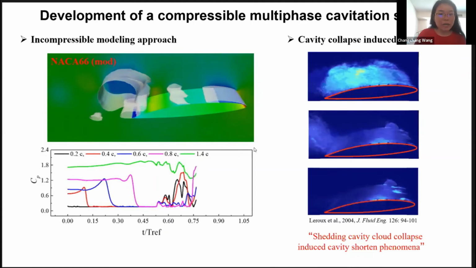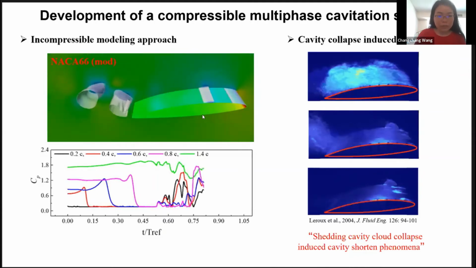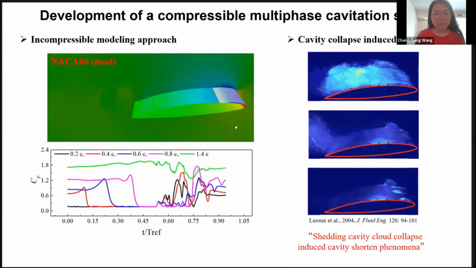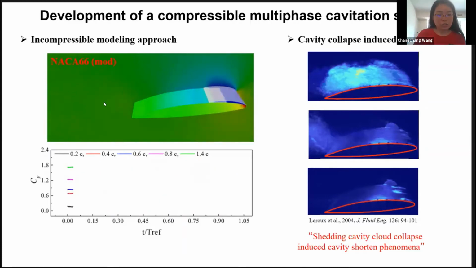However, this incompressible result can predict the attached cavity growth, re-entrant jet development, the attached cavity breakup, and the large-scale cavity cloud shedding and collapse. However, there's no collapse-induced shockwave, and the sheet cavity shortening phenomenon is not predicted.